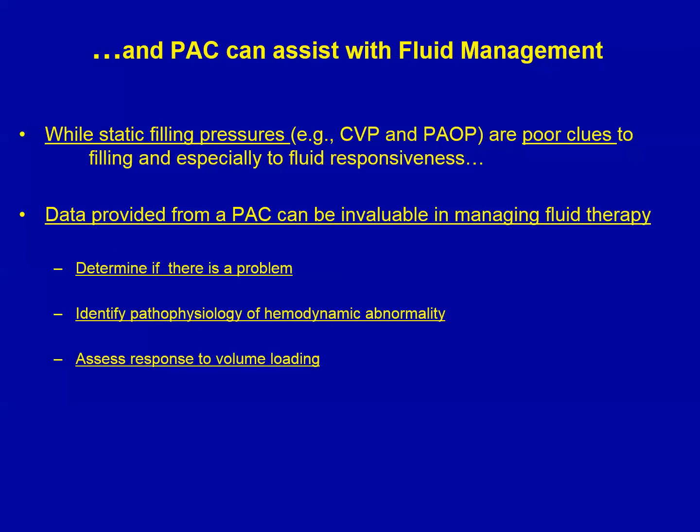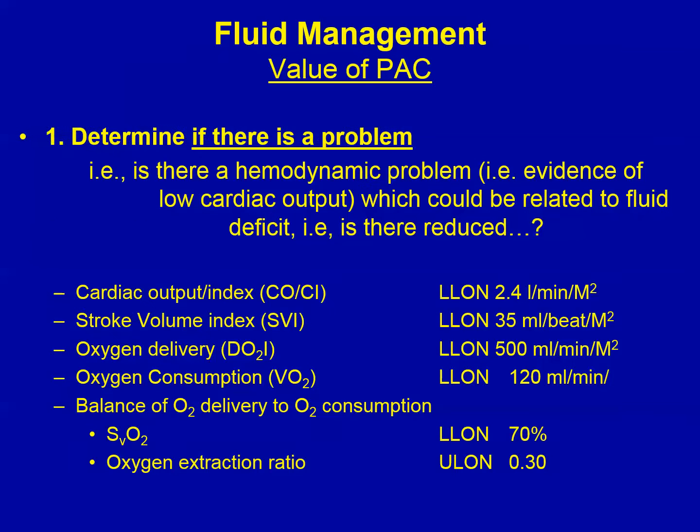Finally, pulmonary artery catheters can assist with fluid management. While static fluid pressures are poor guides to filling and especially fluid responsiveness, the data provided from a pulmonary artery catheter can be invaluable in managing fluid therapy. It can help determine if there is a problem that might respond to fluid. It can identify the pathophysiology of the hemodynamic abnormality, and most importantly, it can assess the response to volume loading. These three features are summarized on the next 3 slides.